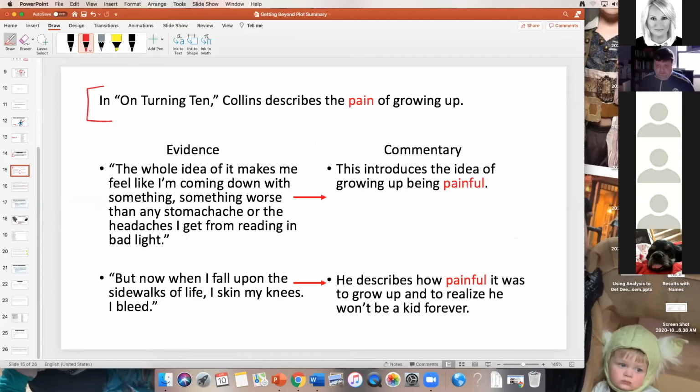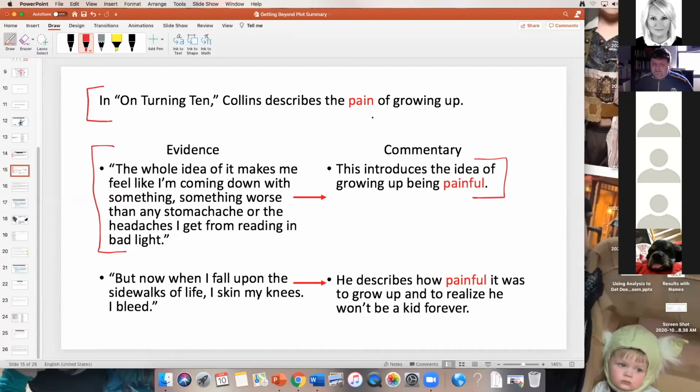This is a summative, descriptive thesis statement. It tells us something that goes on in the poem. All right, the speaker at one point says growing up is painful. Now let's look at the evidence. "The whole idea of it makes me feel like I'm coming down with something worse than any stomach ache or the headaches I get from reading in bad light." Now, does that support that growing up is painful? It does. Look at the commentary though. This introduces the idea of growing up being painful.